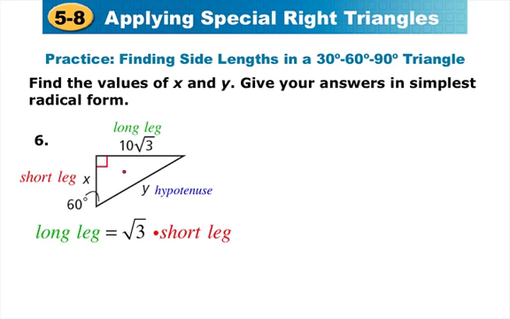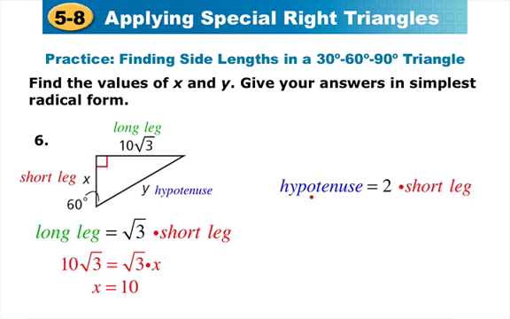So once I substitute the values that I'm given in the right triangle into the formula, I have radical 10 times radical 3 equals radical 3 times x. Divide both sides by radical 3, and you get x is equal to 10. So now I'm going to find the hypotenuse. This one's going to be easy. This is the relationship that I have between the hypotenuse and the short leg. I substitute 2 times 10 because the short leg is 10. So y is equal to 20. We are done with number 6. Let's go to number 7, or actually the next slide.